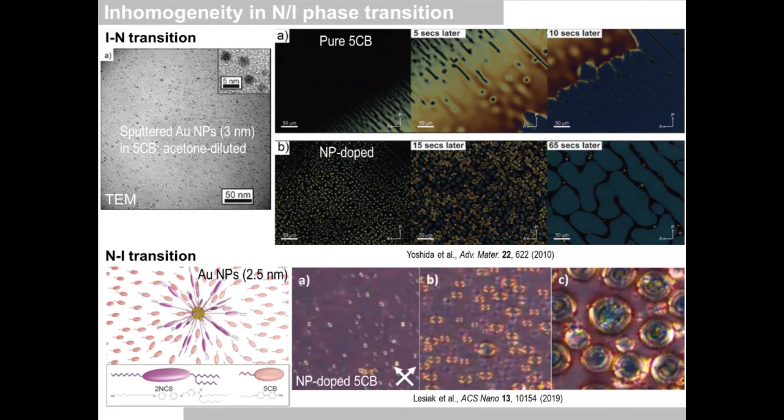However, when the 5CB is doped with gold nanoparticles, we have the development of small nematic domains in an isotropic background, and these domains grow to fill the whole specimen. In the NI transition, where the 5CB molecules are anchored on the surface of gold nanoparticles, the same pattern of domain growth has been observed, but this time the domains represent the melting behavior.